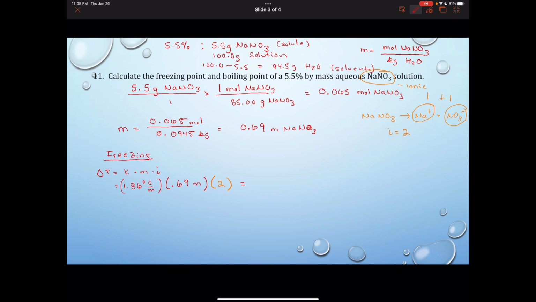So that is going to give me a temperature change of 2.6 degrees Celsius. So this is freezing point depression. This is how my temperature decreased. So water freezes at 0. We are decreasing by 2.6 degrees Celsius. So my new freezing point is negative 2.6 degrees Celsius.